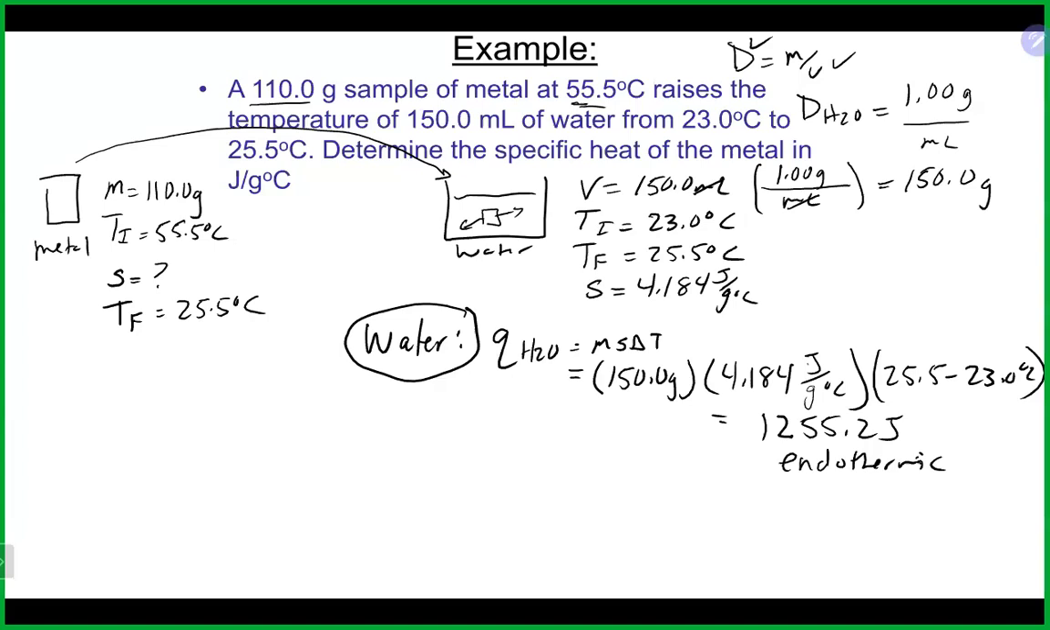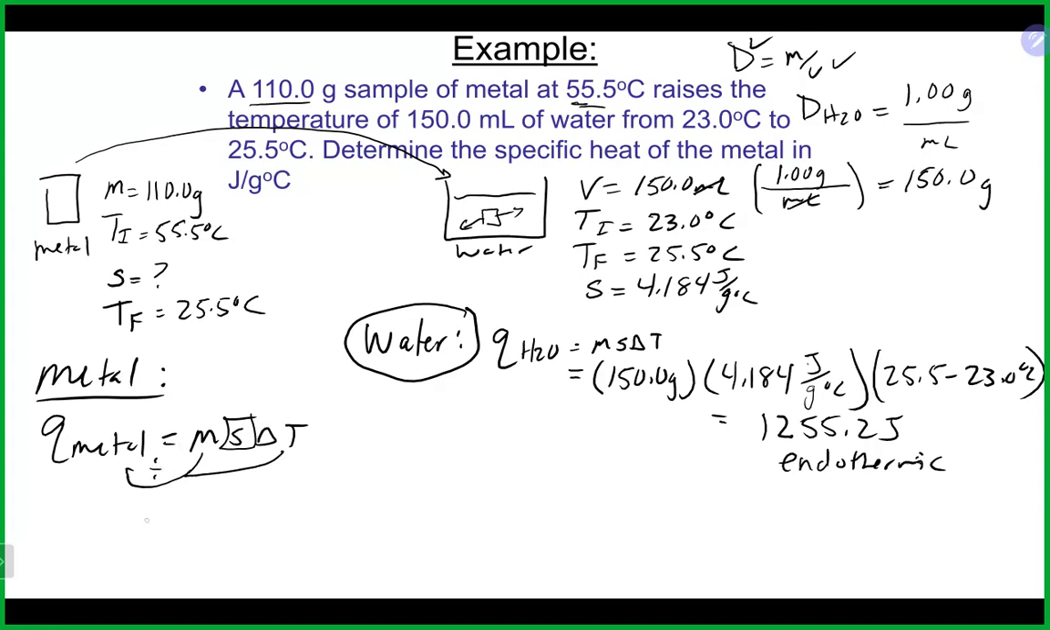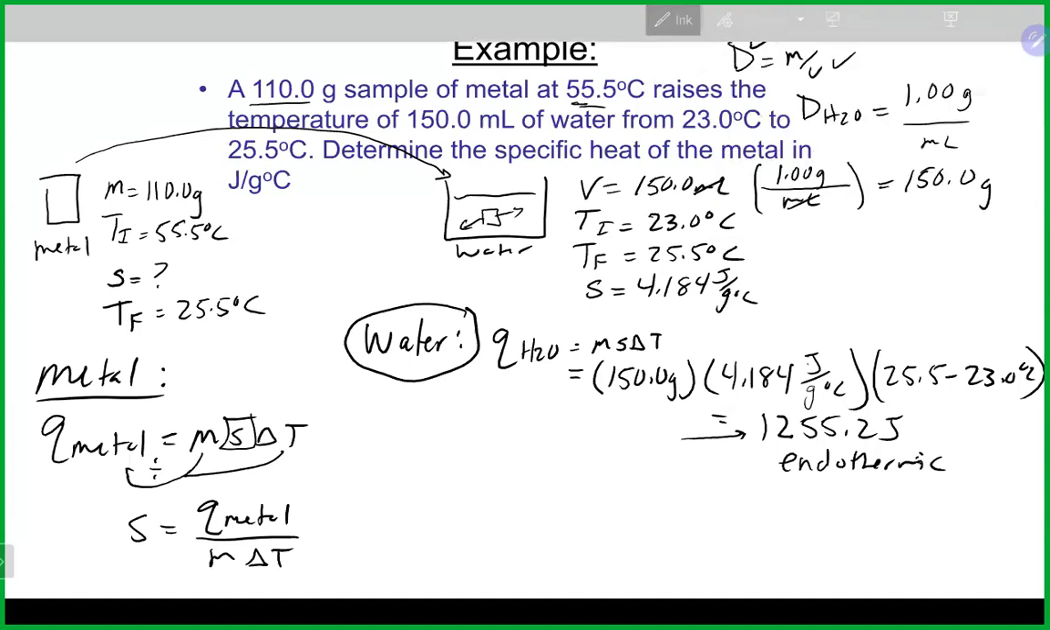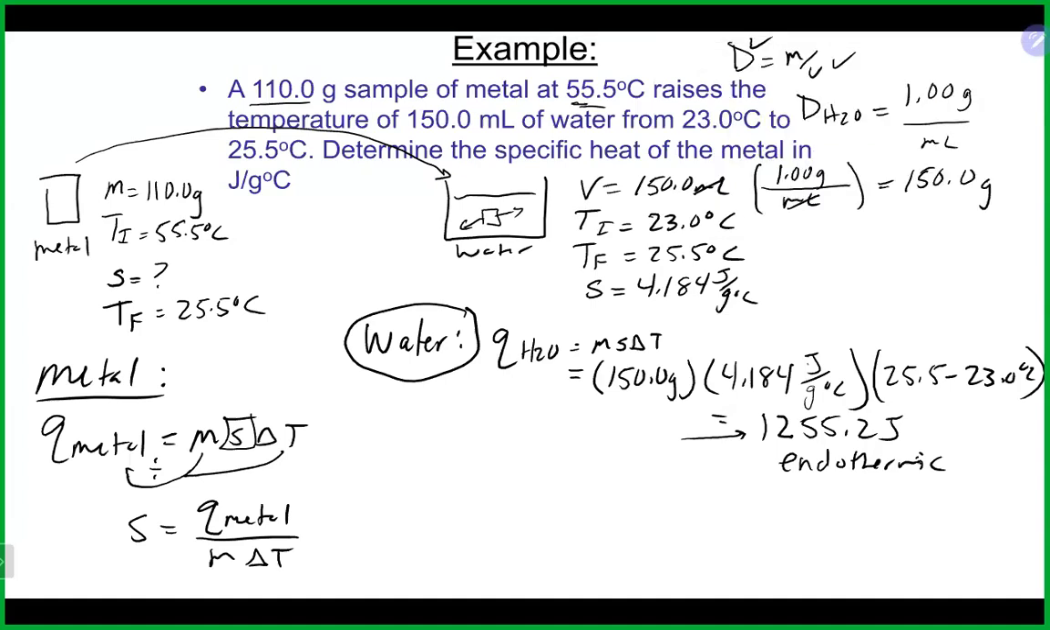Now, we can turn our attention to the metal, which is what we're trying to find. In this case, we're going to use our same equation, but for the metal, and that's going to be ms delta T. Once again, we are solving for S, so we're going to divide both of those to the other side, and that's going to give us S is equal to Q of the metal divided by m delta T. Once we determine the amount of energy that was absorbed by the water, as we've talked about previously, the only thing that provided energy to the water was the metal. So now we know how much energy was lost by the metal in this case.